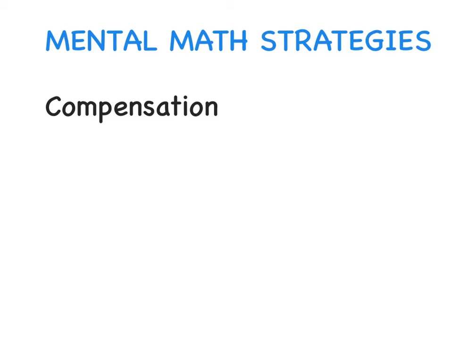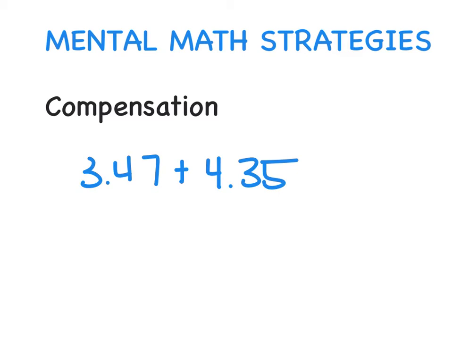This strategy is called compensation. This is one of my favorite strategies. To compensate means to make up for something. So let's say I were finding 3.47 plus 4.35. This one isn't particularly easy to do in your head. 47 cents and 35 cents doesn't make a whole or anything that's easy to think about. But it is easy for me to work with 50 cents, and this is pretty close to $3.50. So what I'm going to do is add on 3 cents to make this $3.50.